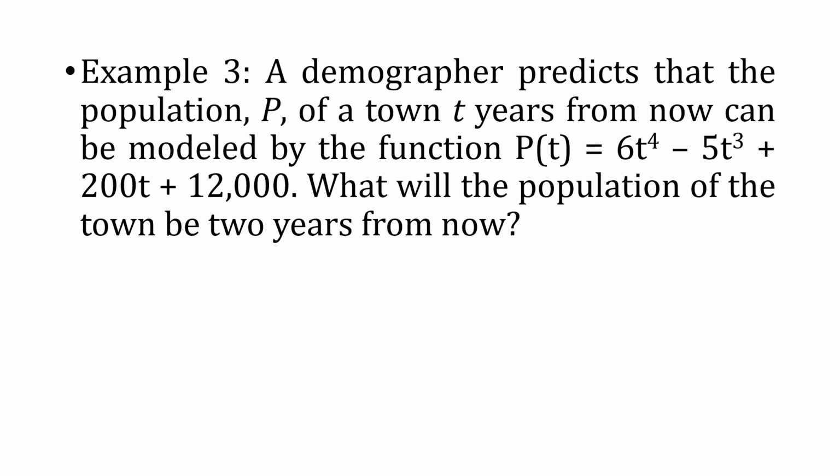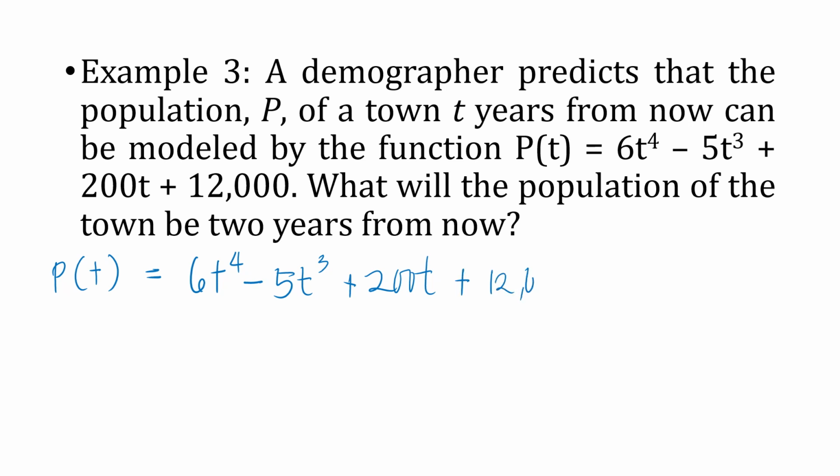So we have P of t is equal to 6t raised to the power of 4 minus 5t cubed plus 200t plus 12,000.